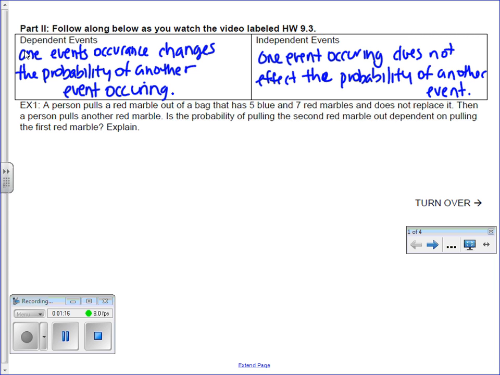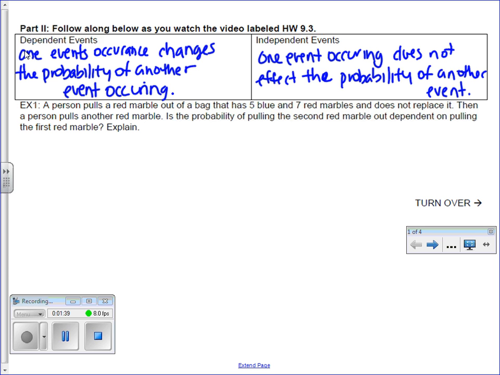Okay, so let's look at example 1, and we're just going to decide if we think it's independent or dependent. A person pulls a red marble out of a bag that has 5 blue and 7 red marbles and does not replace it. Then a person pulls out another red marble. Is the probability of pulling the second red marble out dependent on pulling the first red marble?